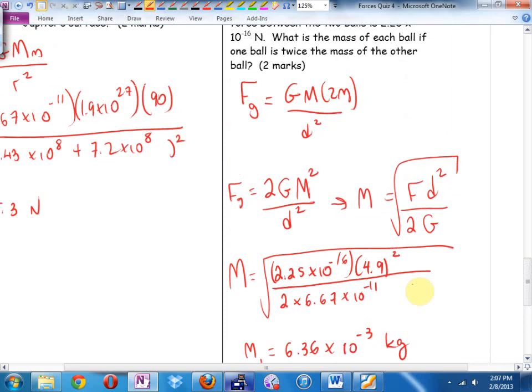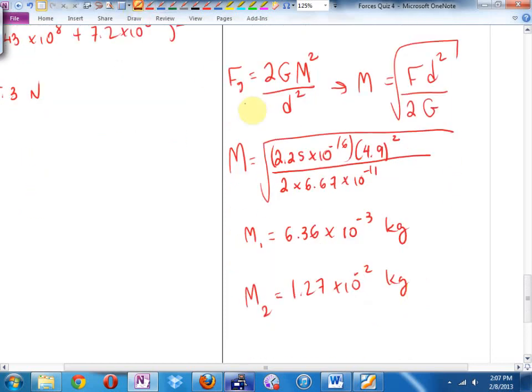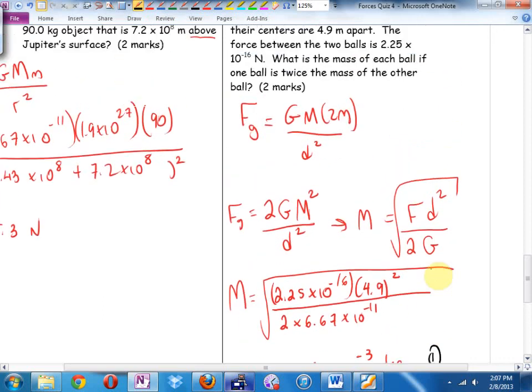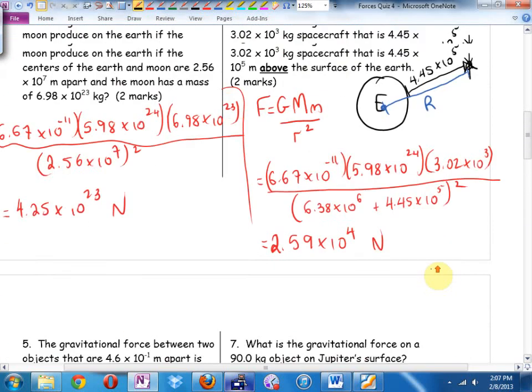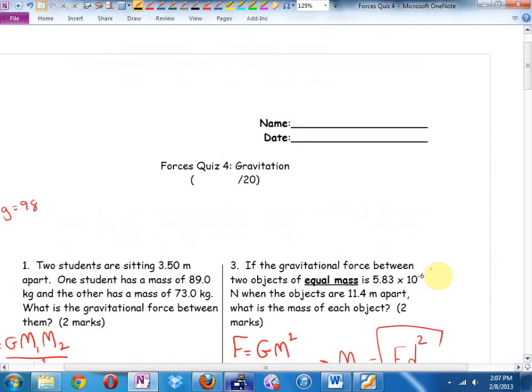How many marks did I say this one was? 2 marks. I guess this one, I'm going to go 1 mark, 1 mark. Actually, this is going to end up being a bonus. Give yourself a score out of 20, but when I type this in, it's going to end up being out of 18.